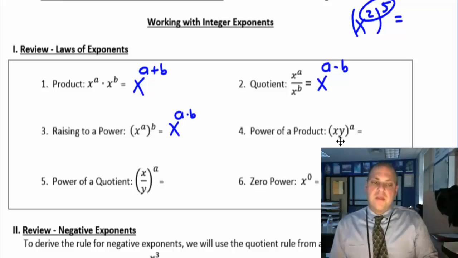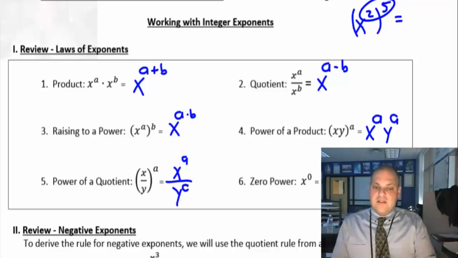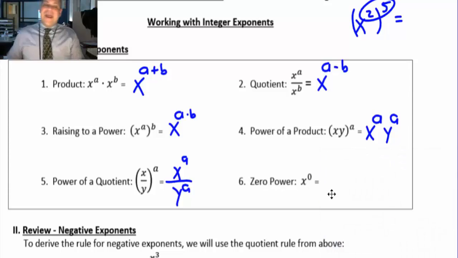Power of a product, this would be x to the a, y to the a. So if they're both in parentheses to the a, they both get raised individually to the a. Same thing for a quotient, x to the a over y to the a. And then zero power, anything to the zero power is 1. Any number to the zero power is 1. 5 to the 0 is 1. 12 to the 0 is 1. Negative 4 million to the 0 power is 1.